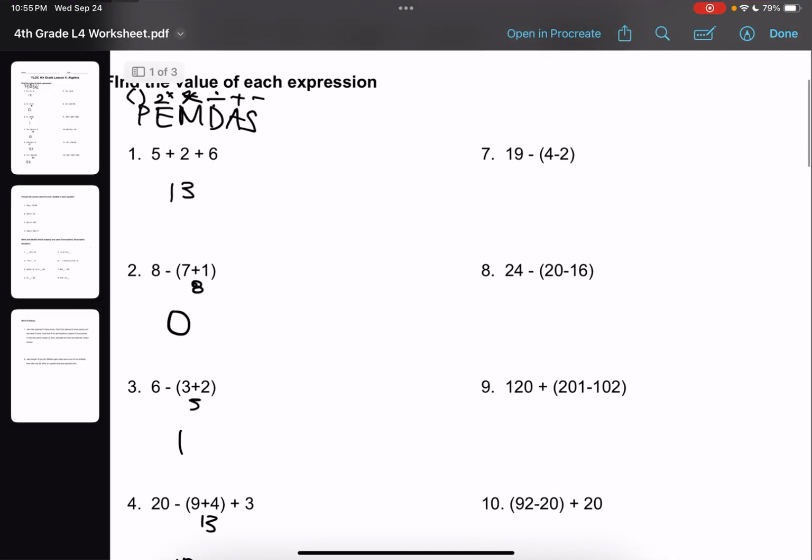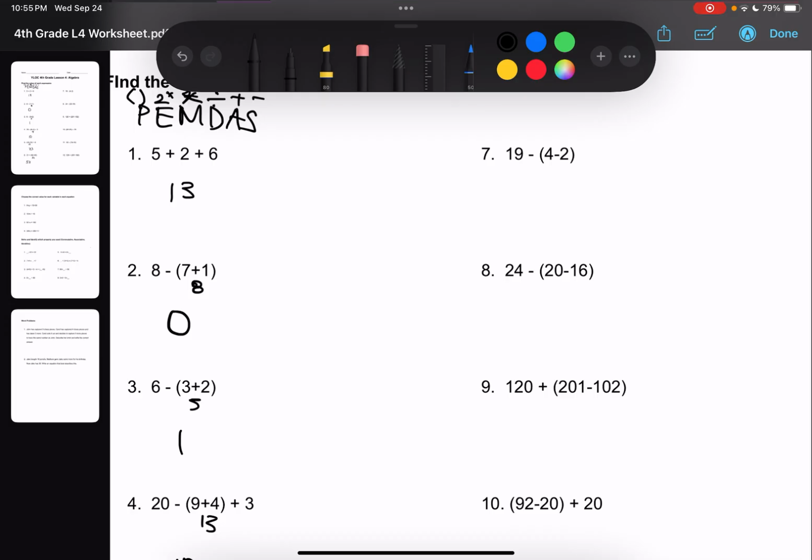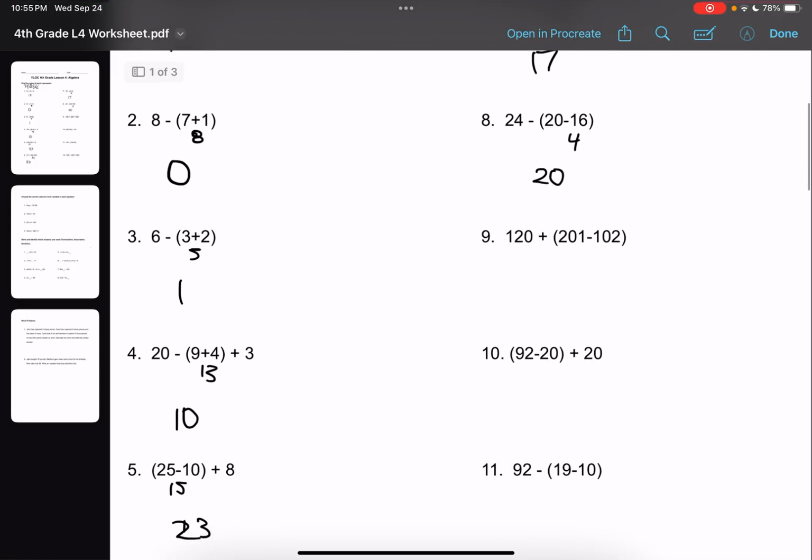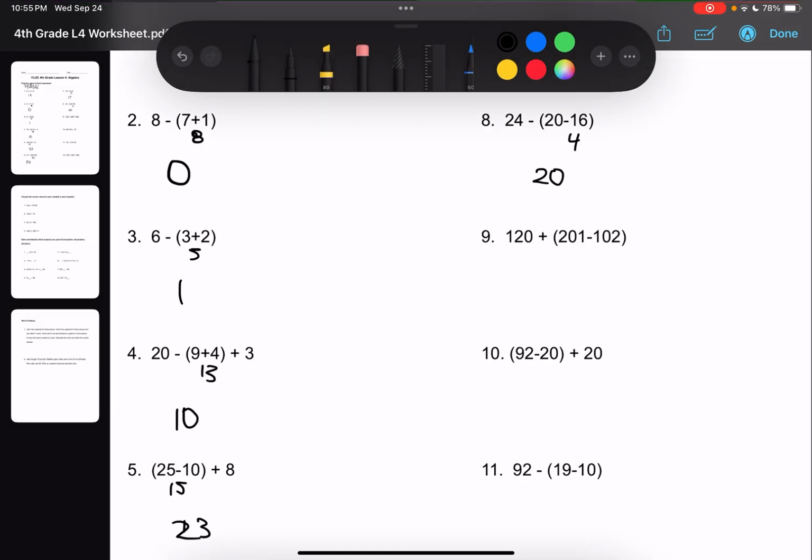Okay, number 7, so 4 minus 2 is going to give you 2, and then 19 minus 2 is 17. And then for the parentheses first, so 20 minus 16 is going to give you 4. Then 24 minus 4 is 20 as your final value. Okay, and then next one, 201 minus 102 first, which is going to give you 99. And then 99 plus 120 gives you a final value of 219.